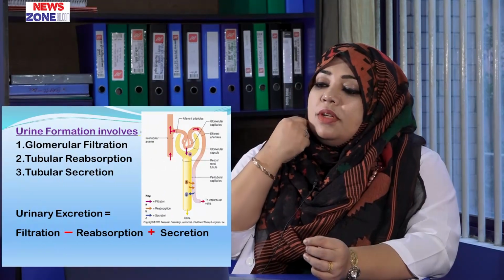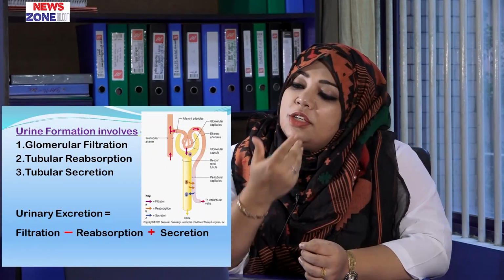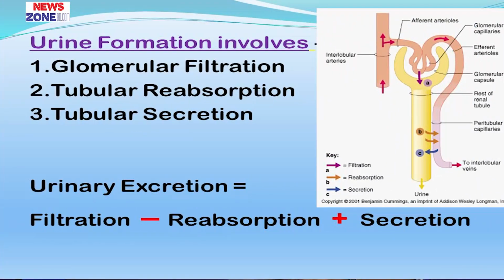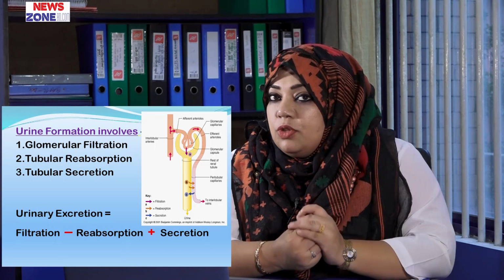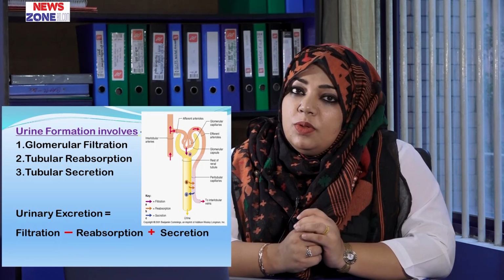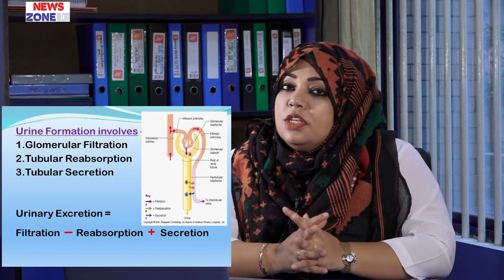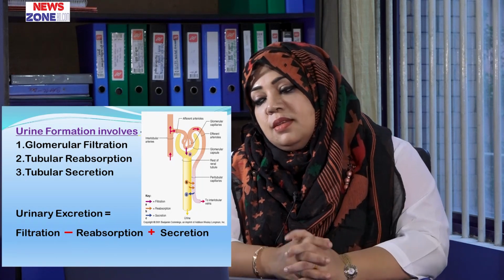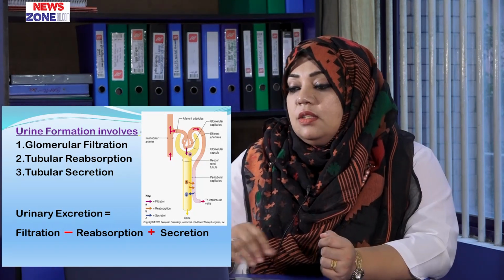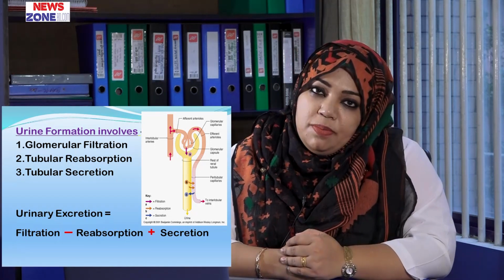So if we look at the three basic steps of urine formation, these are glomerular filtration, tubular reabsorption, and tubular secretion. When the plasma is filtered through the glomerular membrane, that is the glomerular filtration. Then there is tubular reabsorption, and then there is tubular secretion. So urinary excretion equals filtration minus reabsorption plus secretion. This equation is very important for you to remember.